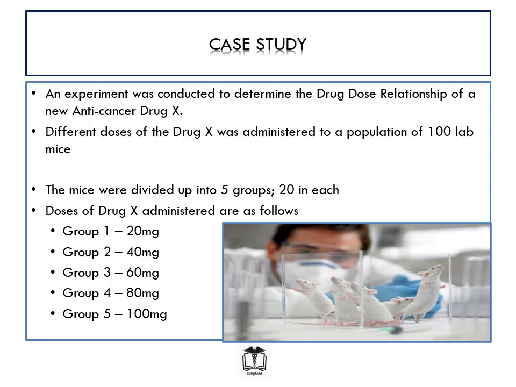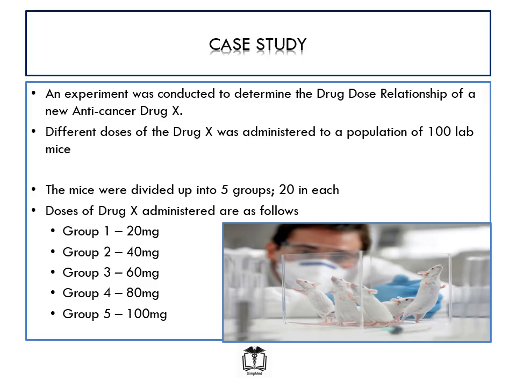It's a case study that talks about the quantal experiment or quantal response. An experiment was conducted to determine the drug dose relationship of a new anti-cancer drug X. So an anti-cancer drug would be an example of a drug that fits the criteria of a quantal response, because the type of effect we're looking out for is a yes or no effect. It is an all or none effect: this anti-cancer drug cures the cancer or does not cure the cancer. We cannot really grade the level at which it's curing the cancer.